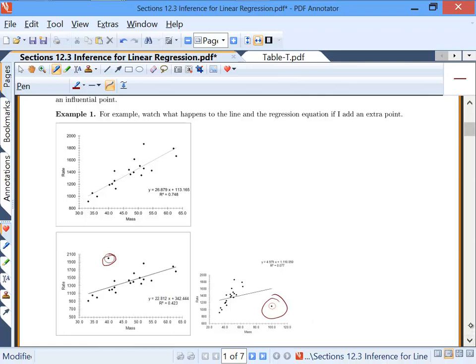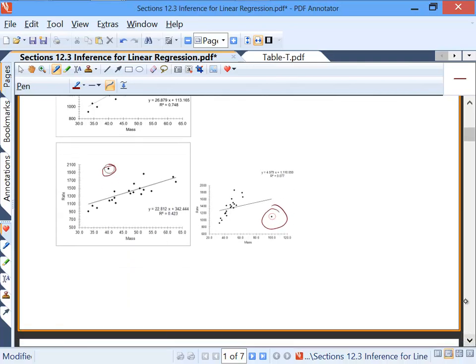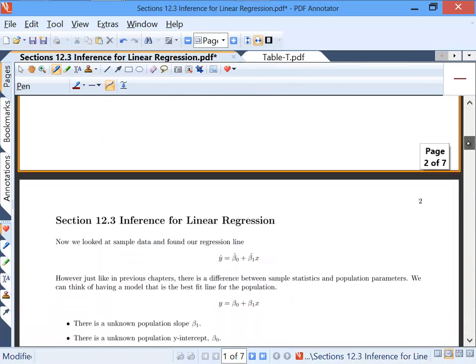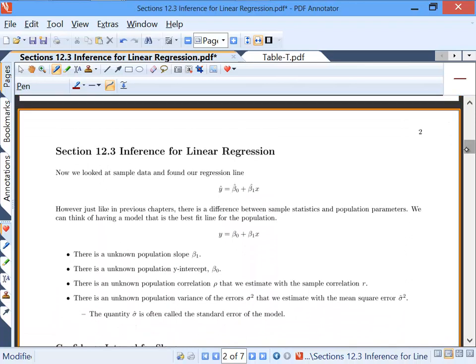Now, we did talk about dealing with outliers in these classes before. We said you can remove the outlier if you're sure it was a mistake. But if it is naturally occurring, you don't want to take it out of your data set because it is contributing important information. Okay, so those are just some side notes.